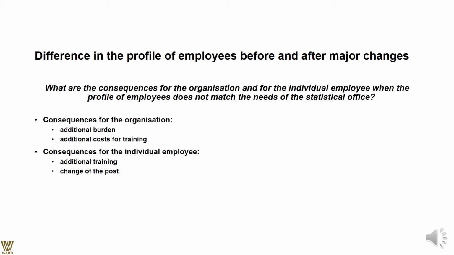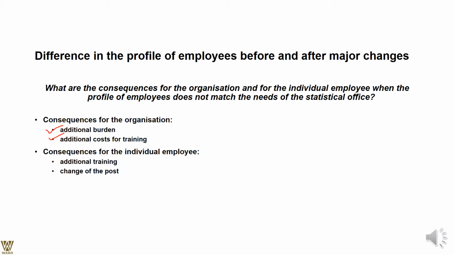So what consequences does it mean for an individual employee and the organization if there are any mismatches? If there is a mismatch between the individual employee's goals and the organizational goals, what happens? That means for the organization it is an additional burden. If the employees are dissatisfied, they will not be as productive as they would have been otherwise. So how do we go about it? We have to train them. So the additional cost of training has to be incurred.